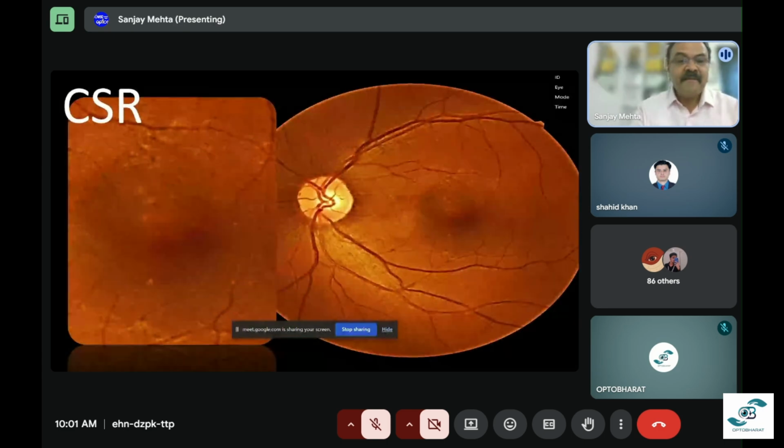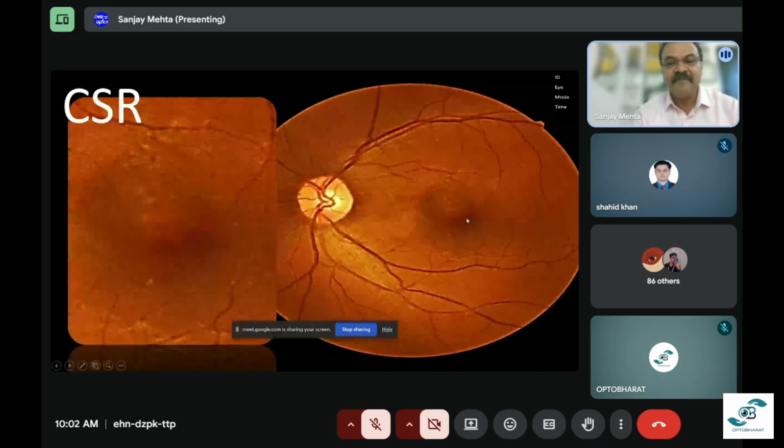Now, I had a patient who just ran into my clinic saying that 15 minutes back, I'm suddenly seeing one black dot in front of my eye. So it turned out to be a central serous retinopathy. He was seeing a scotoma here in front of his left eye.